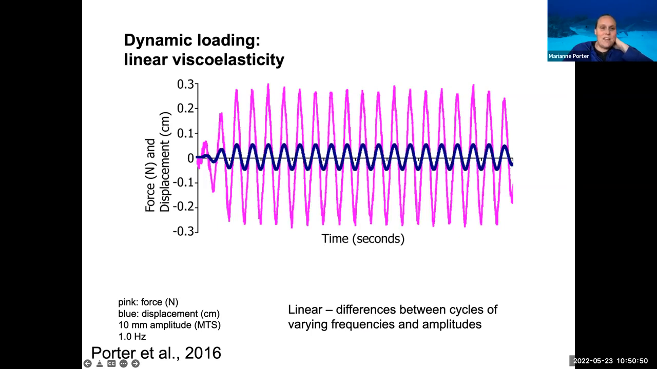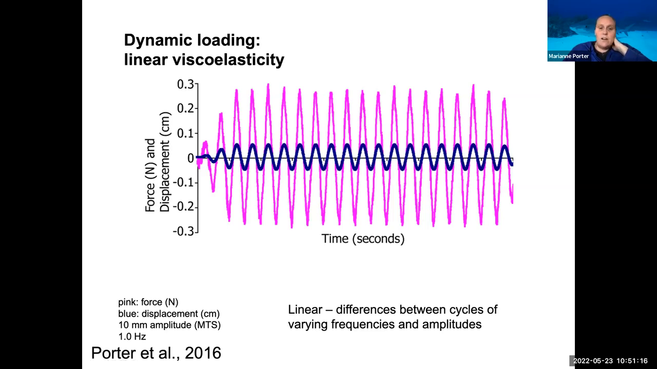So here we're looking at some of our linear viscoelastic data. We've got force and displacement. Force is in this pink color and displacement is in blue. And so we can see that we have very linear data, differences between cycles of varying frequencies and amplitudes. There's not a lot of offset here, for example.